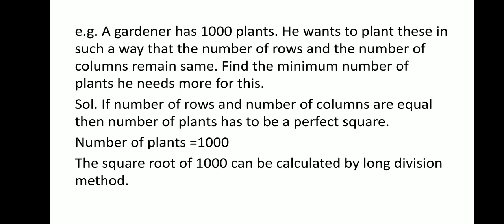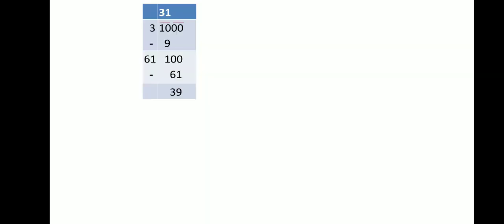So this is the case of addition. As was mentioned in the last lecture of this chapter, for addition and subtraction we need to find the square root of the given number using the long division method. So, finding the square root of 1,000 using the long division method, and we know the procedure.